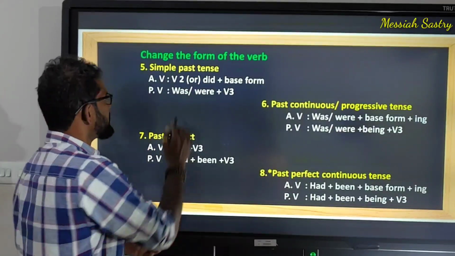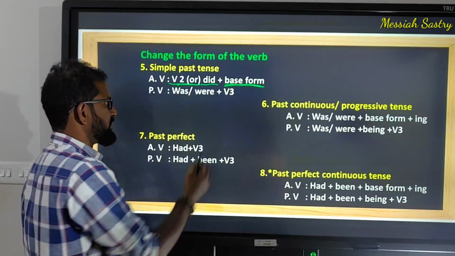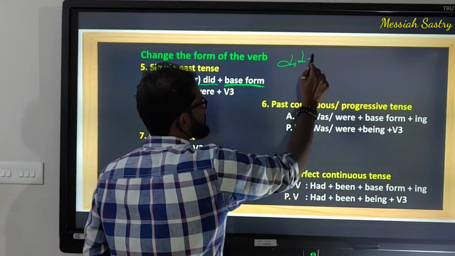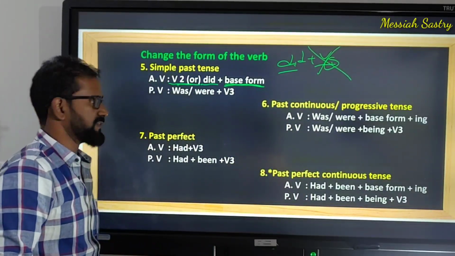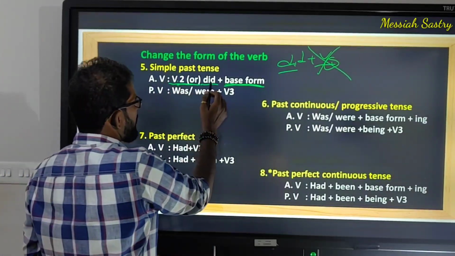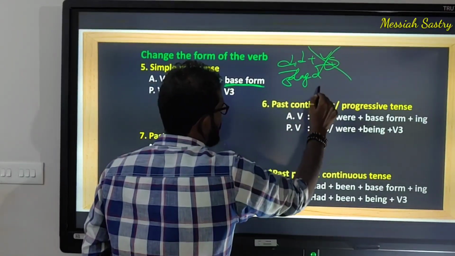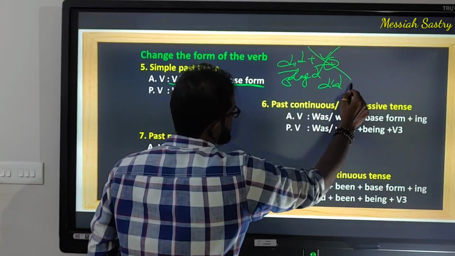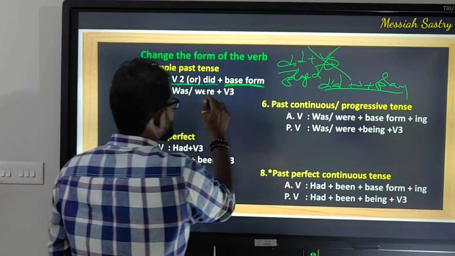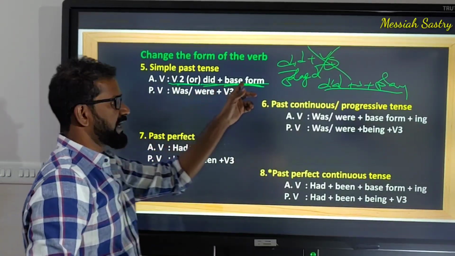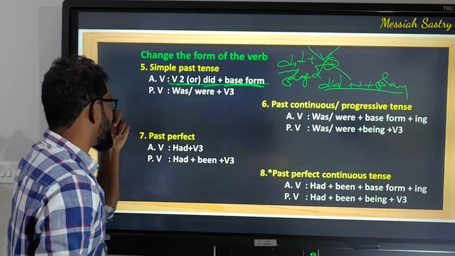Simple past tense. Verb V2 or did plus base form. Did plus base form, so not did plus V1 form. After did we write base form, not V1 form. So V2 or did plus base form. What is that? Played, or did subject play. This form is used in negative sentences and questions. Did plus base form is used in negatives and questions of the past tense.